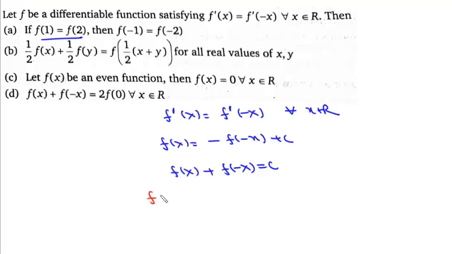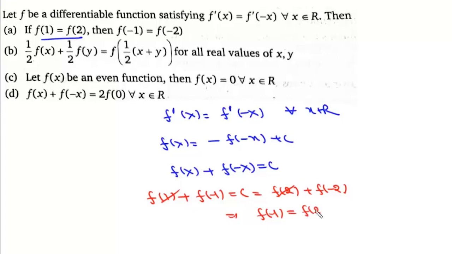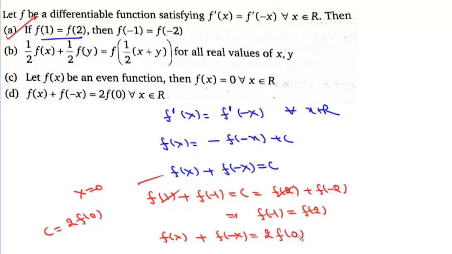Now if we put x as 1, we can write f(1) plus f(-1) is c, and it will also be equal to f(2) plus f(-2). Now if f(1) equals f(2), then clearly from here we can say f(-1) must also be equal to f(-2). That means this statement A is correct. Now in this, if we put x as 0, we can write c as 2 times f(0). So from here we can say f(x) plus f(-x) should be equal to 2 times f(0). That means this option D is also correct.